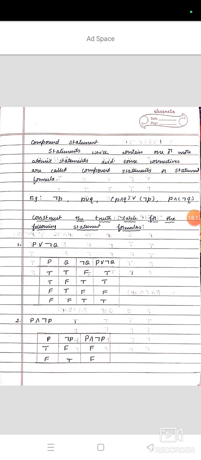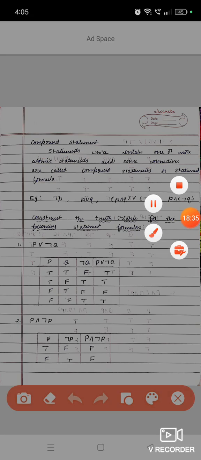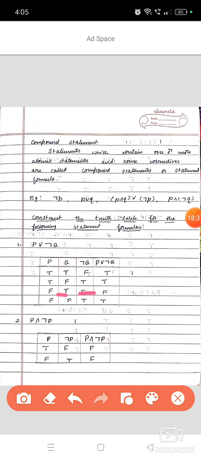Now, to find P or not Q, first we have to find not Q. What is not Q? The opposite truth value of Q. Here Q is true, so not Q is false. In the second case Q is false, not Q is true. Third case, Q true, not Q false. Fourth case, Q false, not Q true.